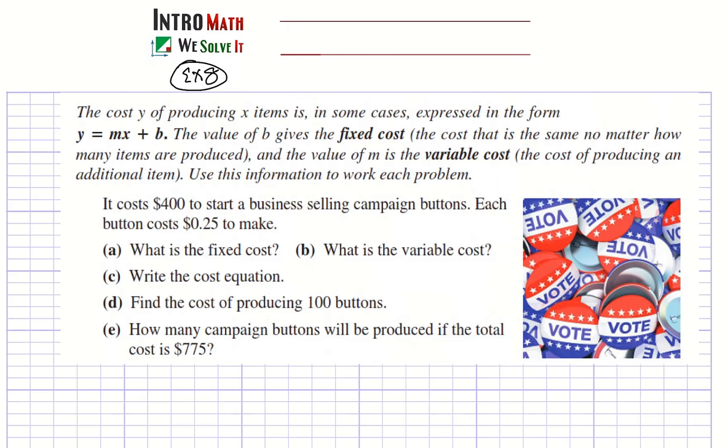They give A, B, C, D. It costs $400 to start a business selling campaign buttons. Each button costs 25 cents to make. A. What is the fixed cost? B. What is the variable cost? C. Write the cost equation. D. Find the cost of producing 100 buttons. E. How many campaign buttons will be produced if the total cost is $775?